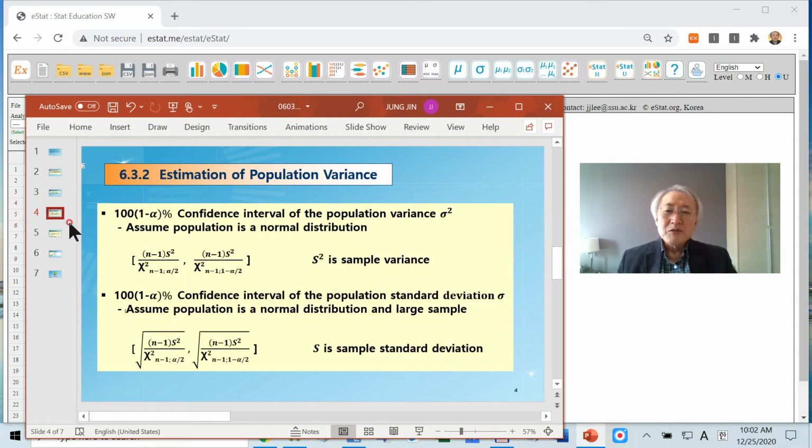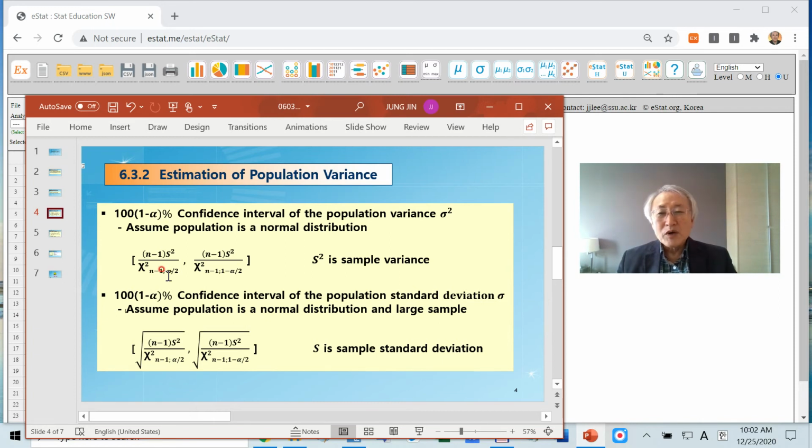How about the interval estimation? I cannot teach it in detail, but we can derive that. Suppose we have a sample variance, the confidence interval for the population variance can be calculated in this manner. What is this notation? Depending on sample size, we are using the chi-square distribution with n-1 degrees of freedom, and in the case of 95%, we are looking at 2.5% each. Therefore, in total it would be 95%.